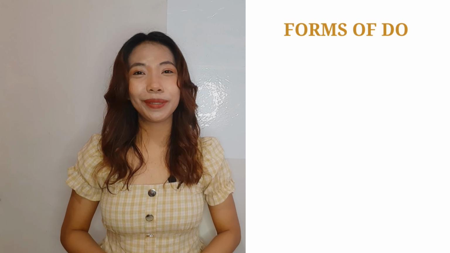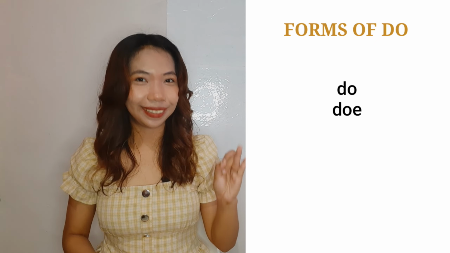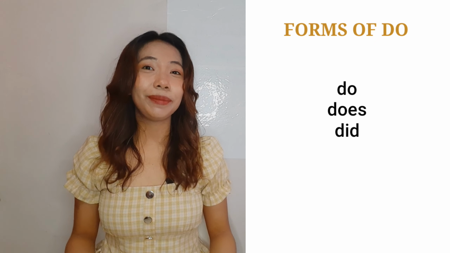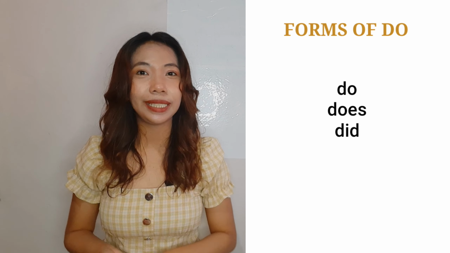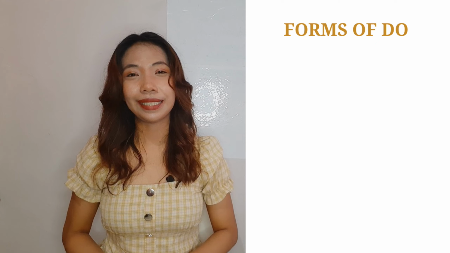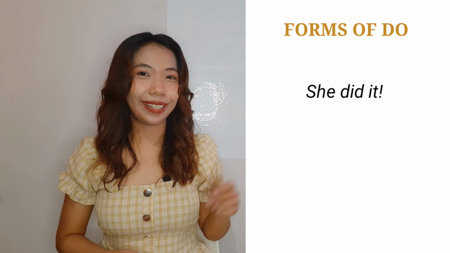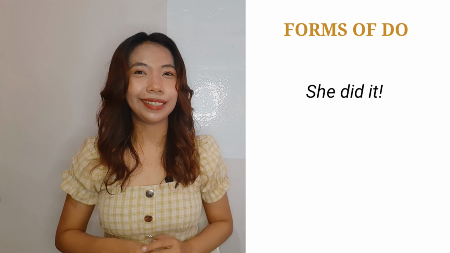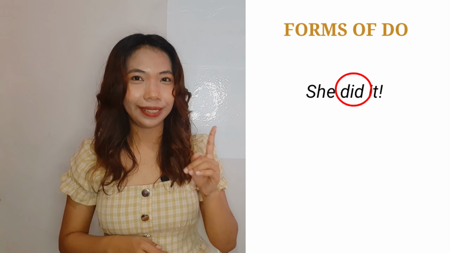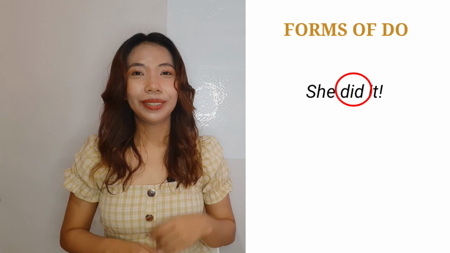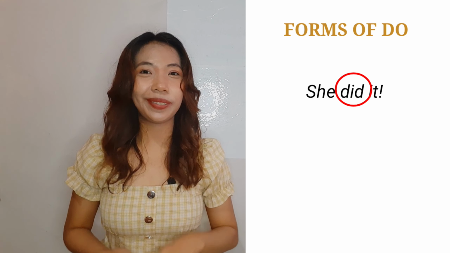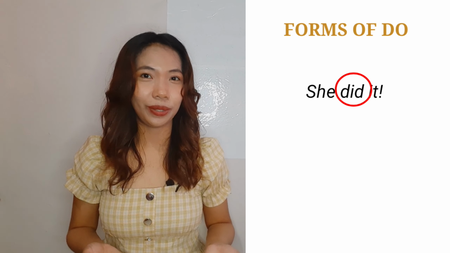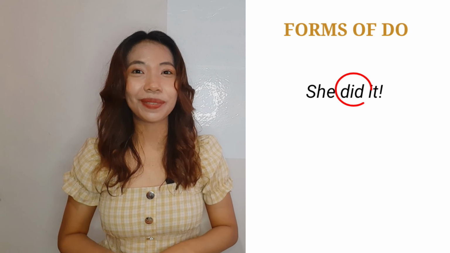Now let's jump right into the forms of do. Forms of do are do, does, and did. The same as forms of be, these forms of do can actually be used solely in sentences. For example, in the statement, she did it. In this sentence, we only have one verb, which is, yes, did. So that means this is our action verb here. But to show you that forms of do can also be used as helping verbs, let's have a few examples.